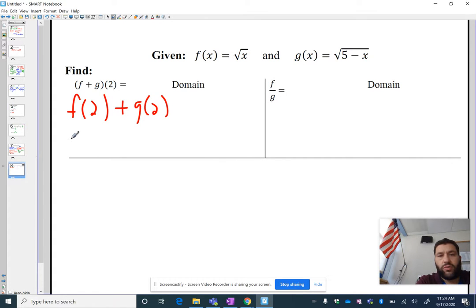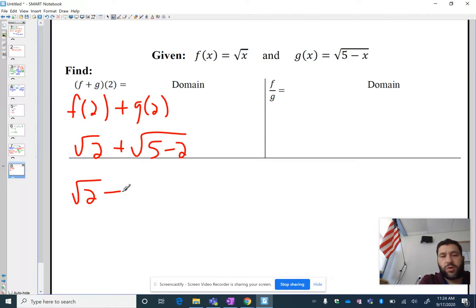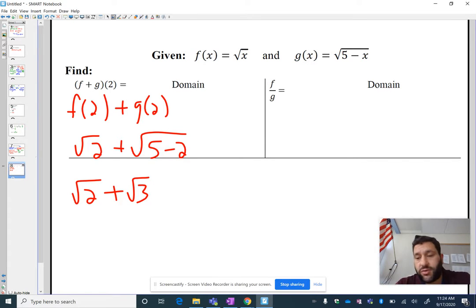F of 2 would be the square root of 2. G of 2 would be the square root of 5 minus 2. So our answer would be the square root of 2 plus the square root of 3, which does not simplify to the square root of 5. You cannot combine those anymore.